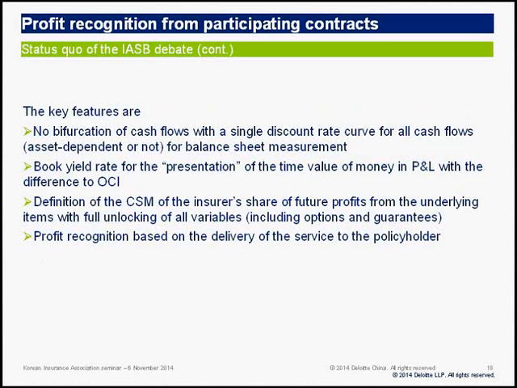The third feature is that the CSM would be defined as the insurer's share of future profits from the underlying items with full unlocking of all variables, including options and guarantees. And so this makes the unlocking adjustment similar to the one that the IASB has been considering in their education sessions in the past several months.